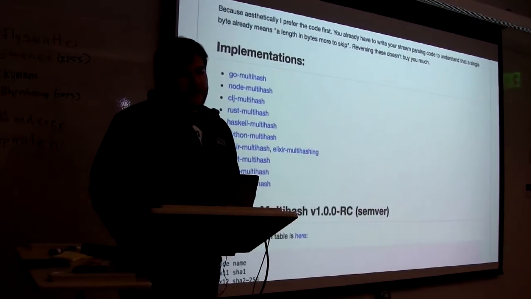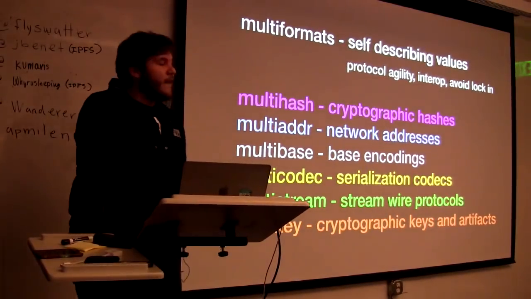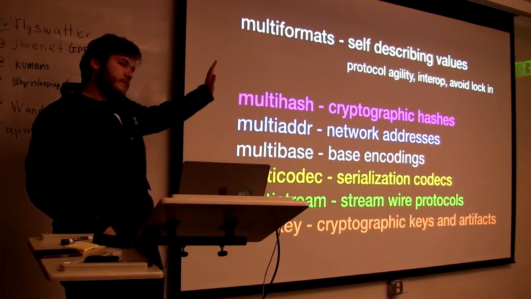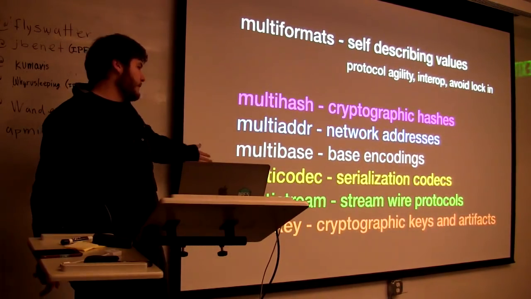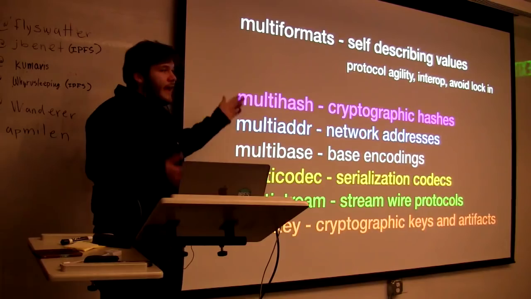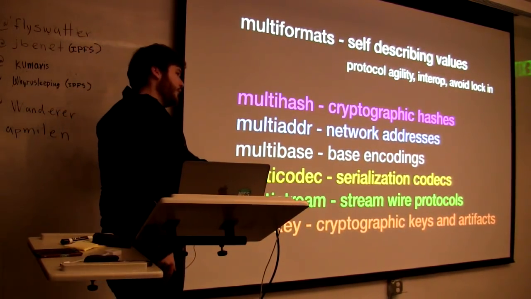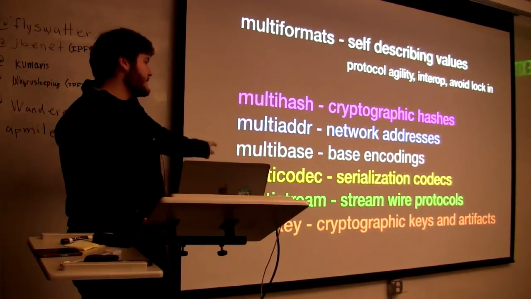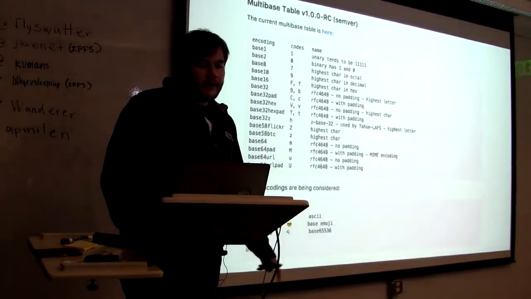There's a whole bunch of implementations of multihash. There's more, but I haven't taken another screenshot in a while. And there are a few other multiformats protocols that you don't really need to know that much about. Multibase is for allowing you to use multiple different kinds of encodings, and multicodec allows you to use different serialization formats. These are the three that we use in CID and IPLD.